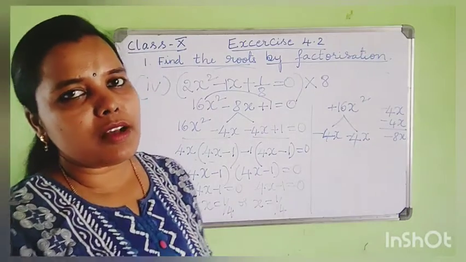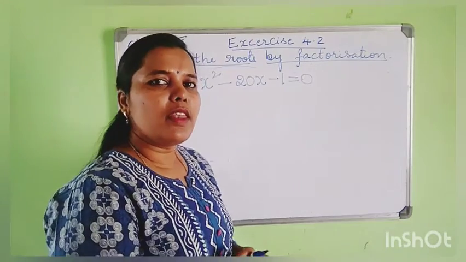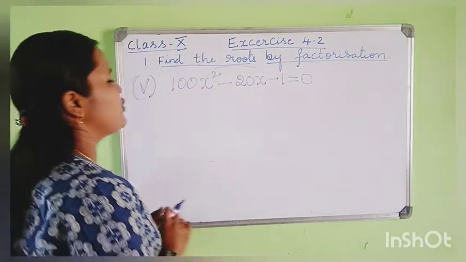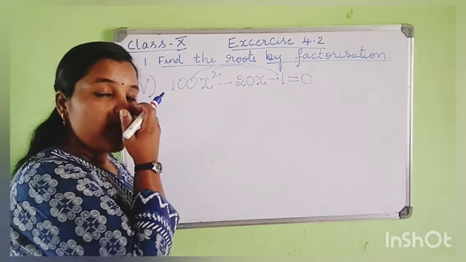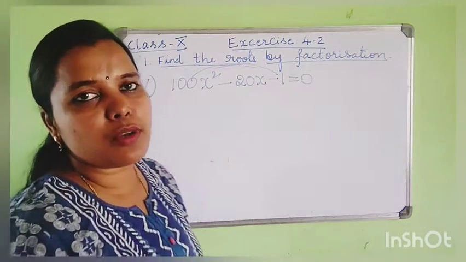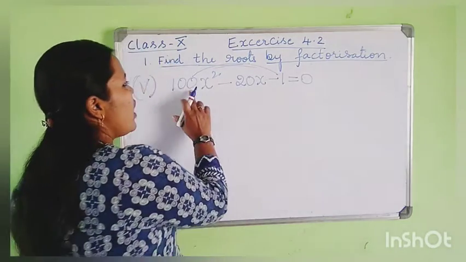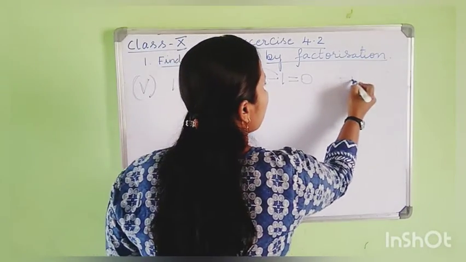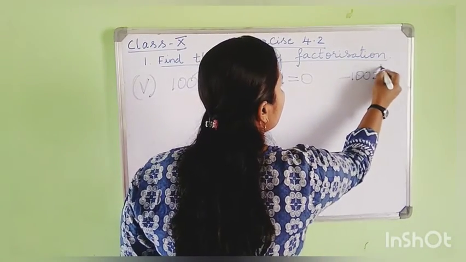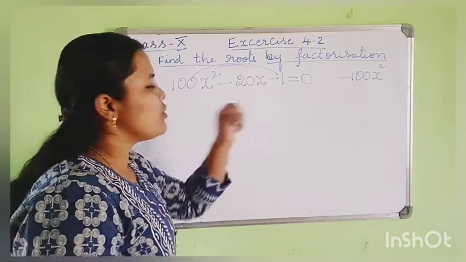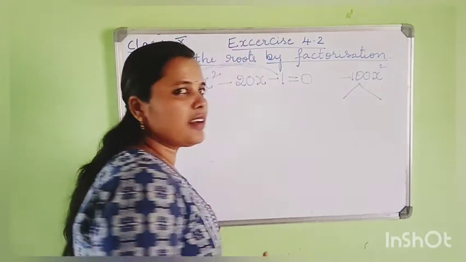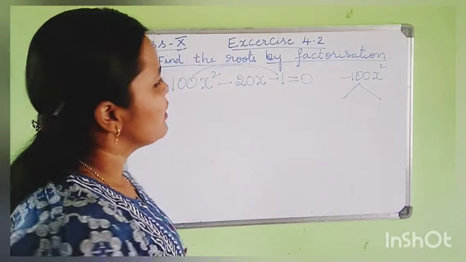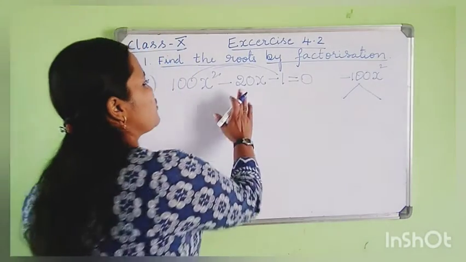Now we will move on to next problem. Now we have fifth problem. So you have to follow the same process. You have so many examples in your textbook, you can do on your own. So 100x square minus 1 becomes 100x square. This is very important. While multiplying along with the sign, you should multiply, right? So now we know that the factors of 100 is 10 and 10. So when we add 10 and 10, you will get minus 20, right?